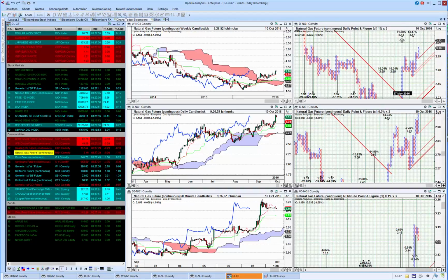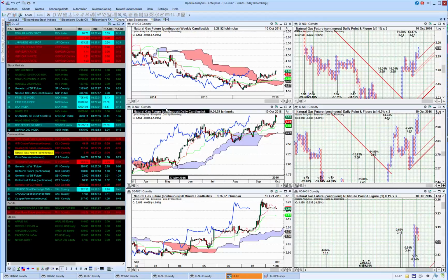Upside targets to around 540, that's 70% upside, and then 350. So this is the convincing breaking of the 3 level. So we're at 315, so it's looking a lot more bullish.